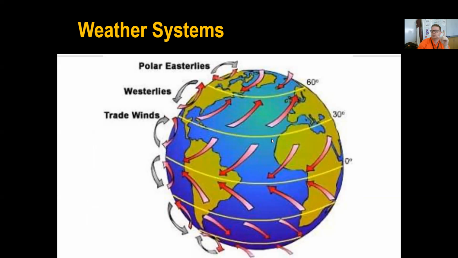Again, here's a much simpler version that shows the direction of the polar easterlies, where we have that sinking air. The westerlies, we have the rising air a little bit that gives us our precipitation. Trade winds, you get a little bit of rising and sinking air at different parts and locations here. So this map is very good for a basic understanding of where we have sinking air and where we have rising air.